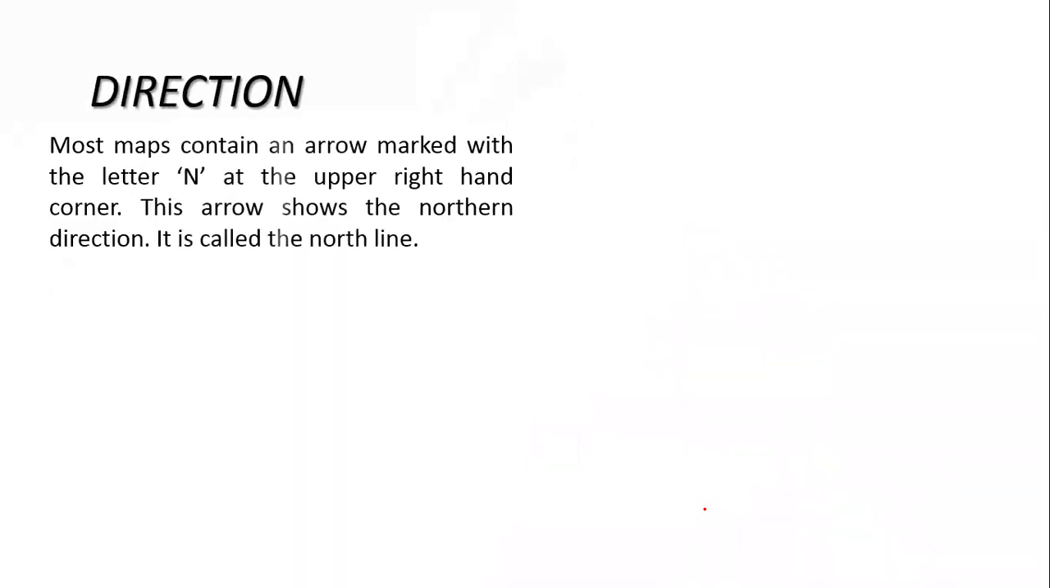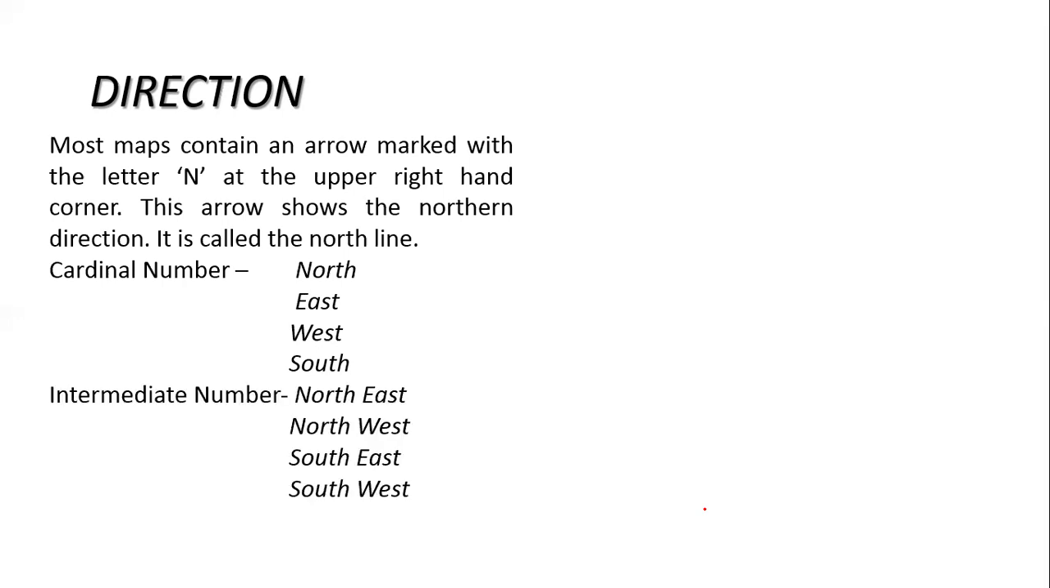Direction. Most maps contain an arrow marked with the letter N at the upper right hand corner. This arrow shows the northern direction. It is called the north line. Cardinal directions: north, east, west, and south. Intermediate directions: northeast, northwest, southeast, southwest.